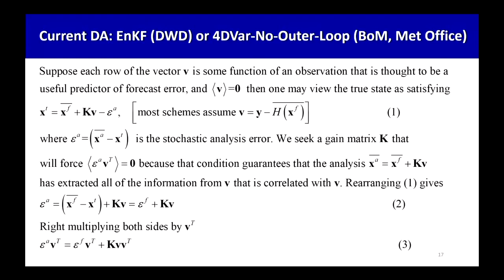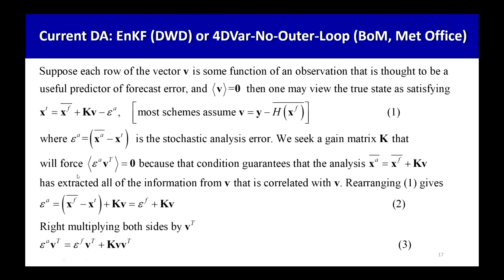It's the mean of my ensemble forecast plus a matrix times this V thing, where each row of the vector V is some function of an observation that is thought to be a useful predictor of the forecast error. Typically, that vector will be the difference between the list of observed values and the mean of my ensemble forecast of those observed values. Of course, if you have an observation, you can make a forecast of what that observed value will be. And so data assimilation is driven pretty much by these differences between the observed value and the forecast you made of that observed value.